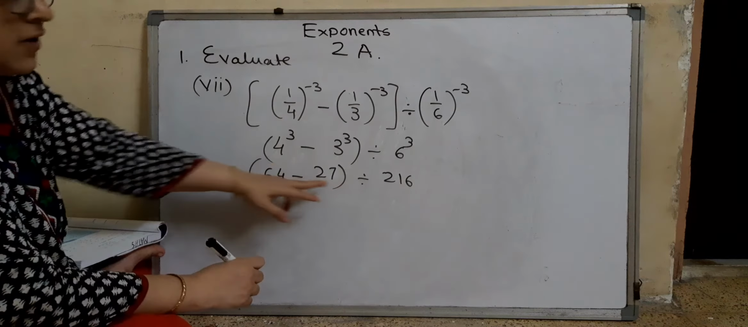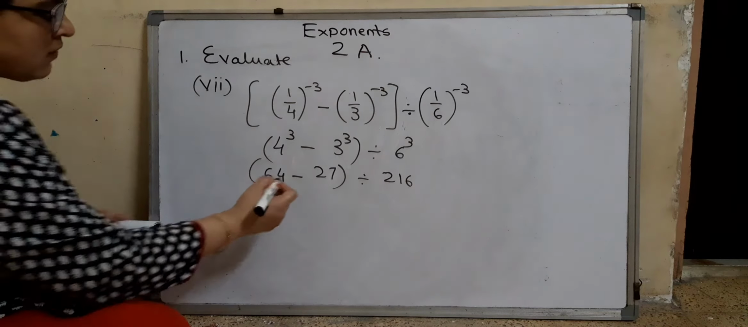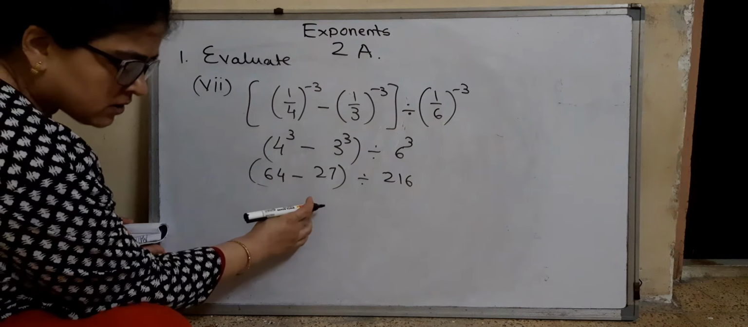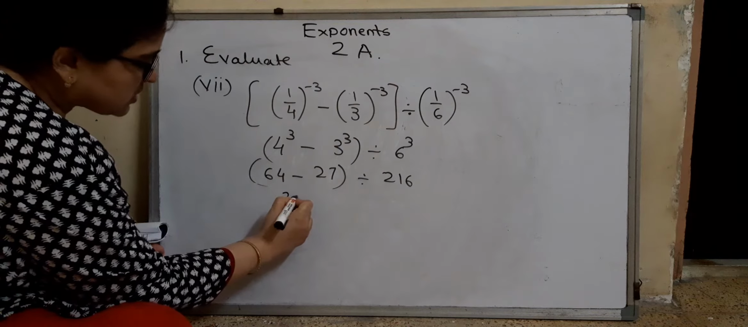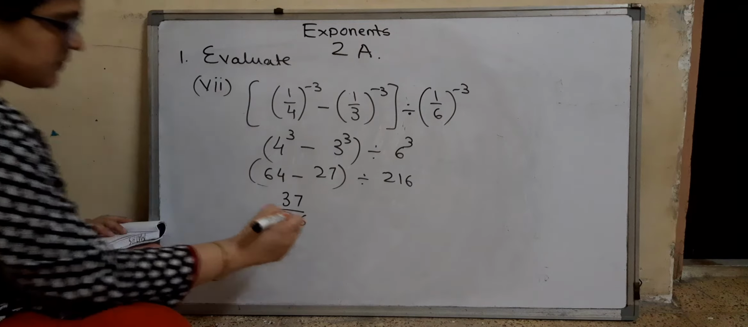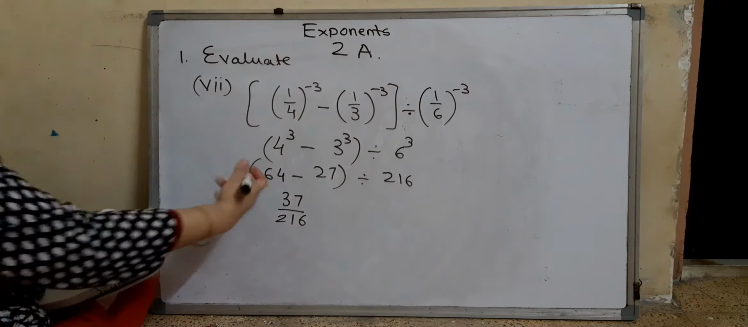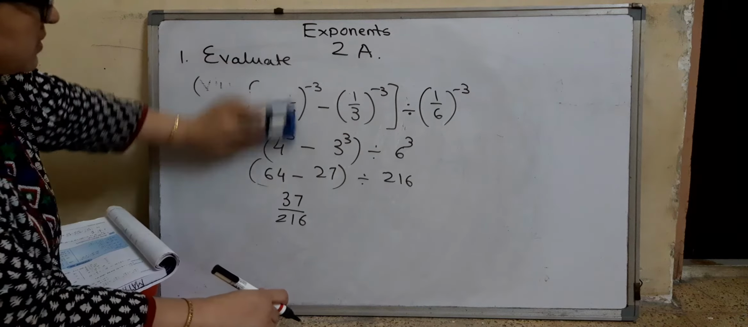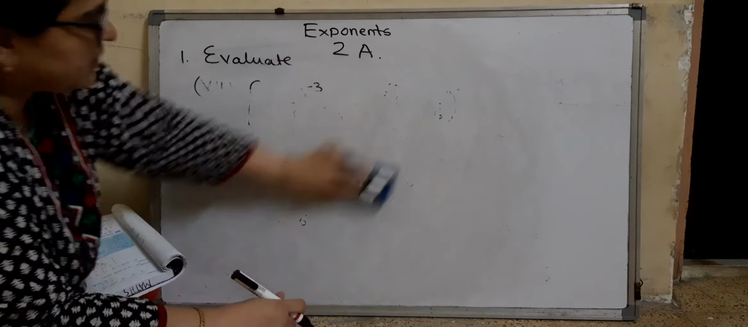Now, by BODMAS, first of all do the bracket solving. So 64 minus 27 is 37. 37 upon 216 is the answer. There is no cutting; there is no common factor. Next.